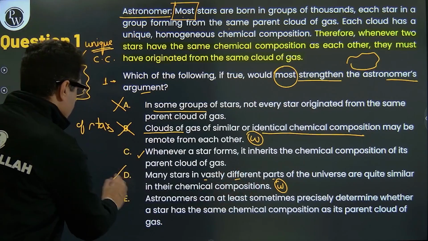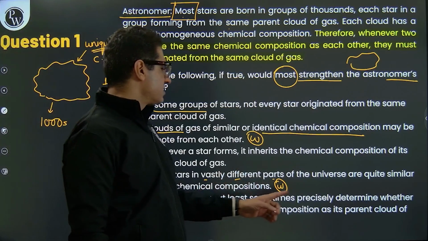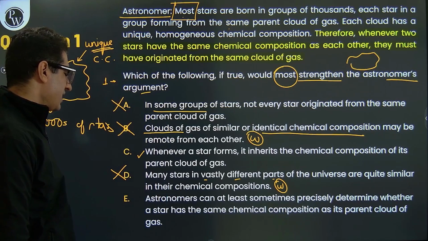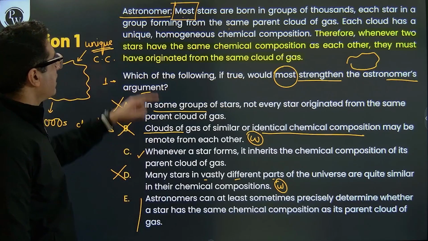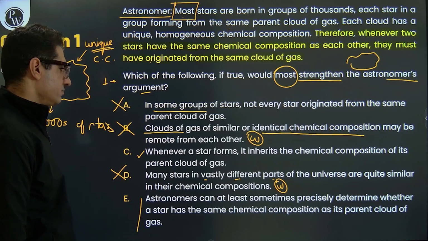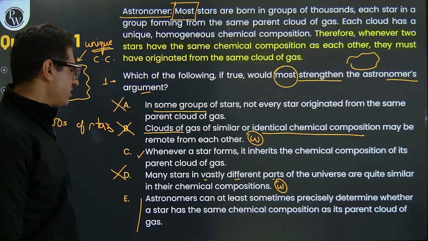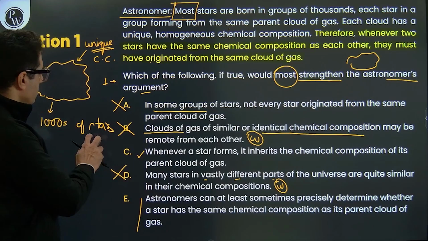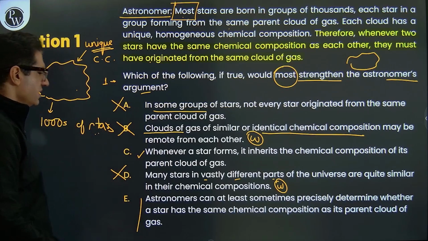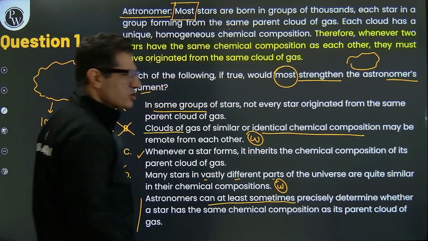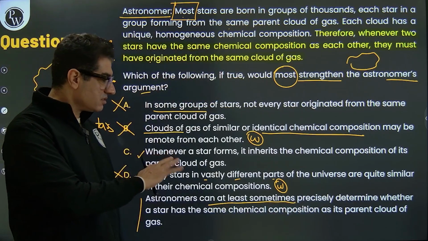That's why we can rule it out. E, astronomers can at least sometimes precisely determine whether a star has the same chemical composition as its parent cloud of gas. Okay, but then how is it relevant for our conclusion? He says that, okay, there are times when we are able to precisely determine that the chemical composition of the star is identical to this. Our assumption is that we are able to do that. Why? At least sometimes.